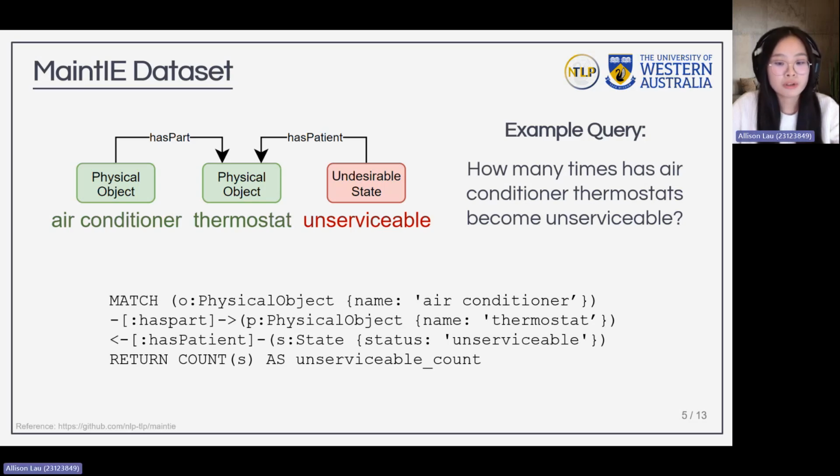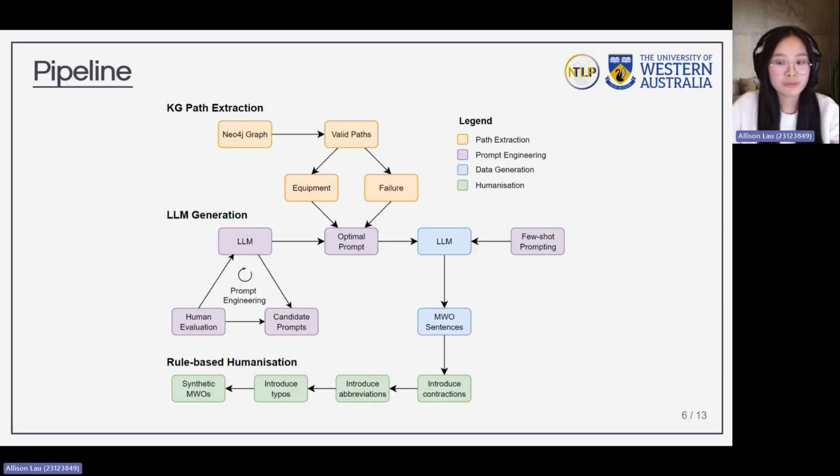Now, I will walk through the pipeline of our synthetic data generation process. In the first step of the pipeline, we extract valid paths by querying for equipment failure relationships from the knowledge graph. To explain this better, let me start by breaking down the structure of MWOs.